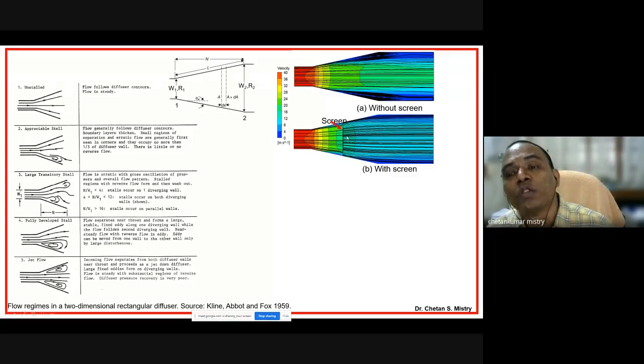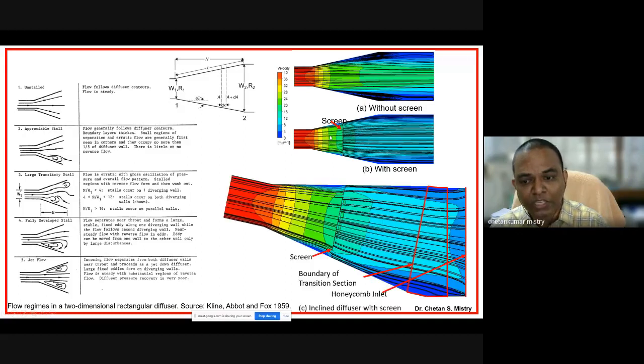Now in order to simulate this screen, we cannot make a screen that has, say, dimensions of 1 mm gap and 1 mm diameter. If I make that kind of solid model, it will be very difficult for me to do the meshing. So there is a special provision available in ANSYS, which they call porous media. You need to define your porosity and permeability, and that's what is being used here.